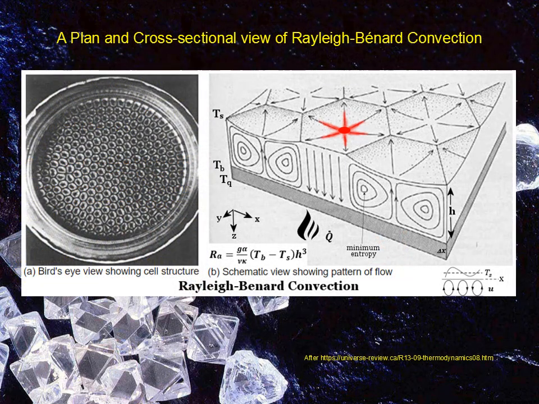Here is both a plan view and a cross-sectional view of Rayleigh-Bénard convection. Presented here is also the equation for the Rayleigh number. This is a dimensionless number that indicates the transition from conduction to convection.